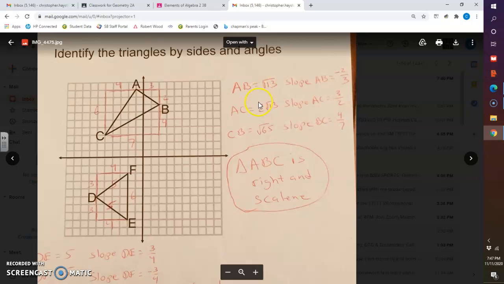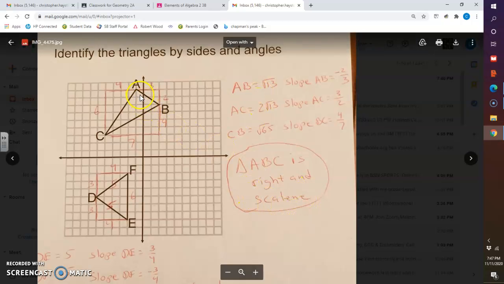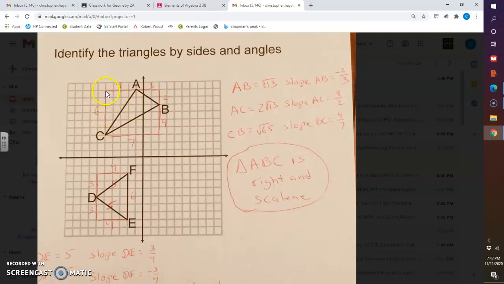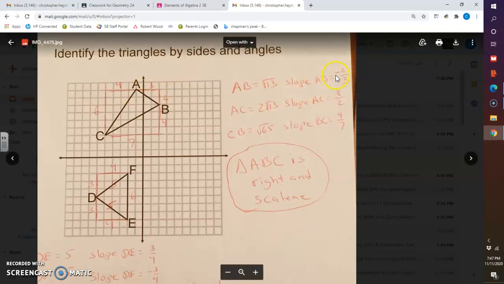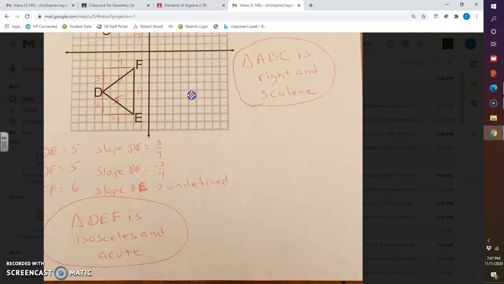So we have three different lengths. Makes it scalene. Since we have two slopes that are opposite reciprocals, up 6 over 4, which is 3 halves, and up 2 left 3, which is negative 2/3, opposite reciprocal slopes represent right angles. So therefore, we have a right scalene triangle.